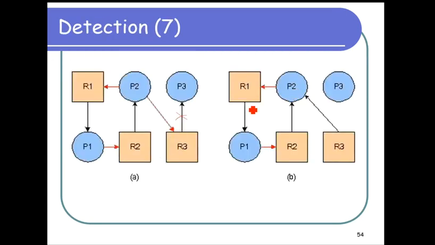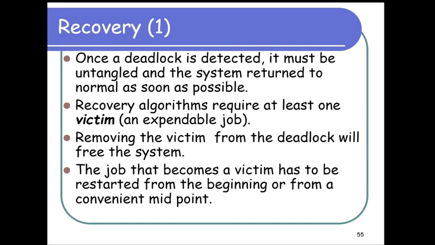And when this happens, you have a loop here. Something like that. It doesn't matter how you draw it. It's a loop. So when it's a loop, it's a deadlock. You want to avoid this. Once a deadlock is detected, it must be untangled and the system returned to normal as soon as possible.